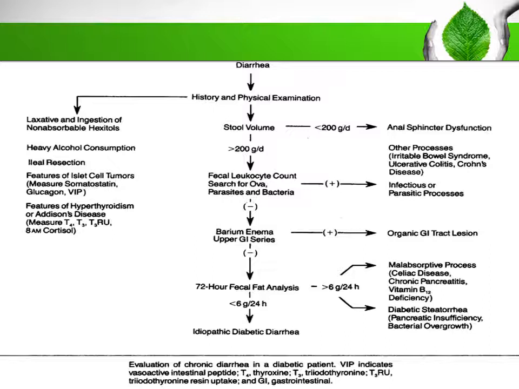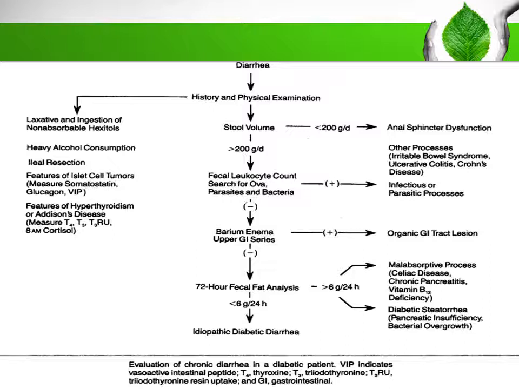The second thing is to rule out all endocrine diarrhea causes like hyperthyroidism, Addison disease, glucagon hypersecretion, and VIP hypersecretion. The third important thing is to measure stool volume and 72-hour fecal fat analysis. For stool volume, we have two situations. Less than 200 grams per day, it can be anal sphincter problems, and more than 200 grams per day, it can be an infectious or parasitic process or irritable bowel syndrome.